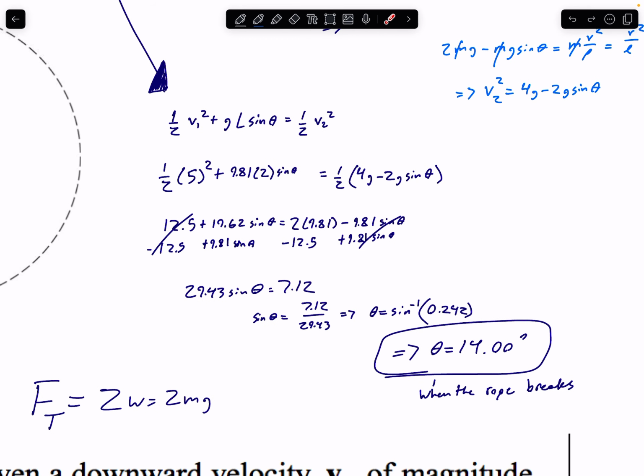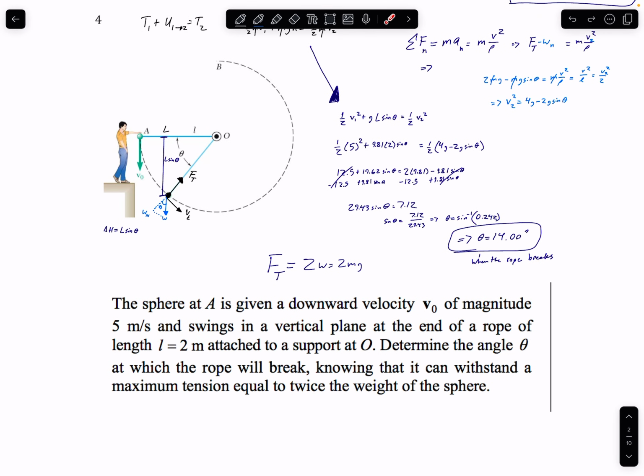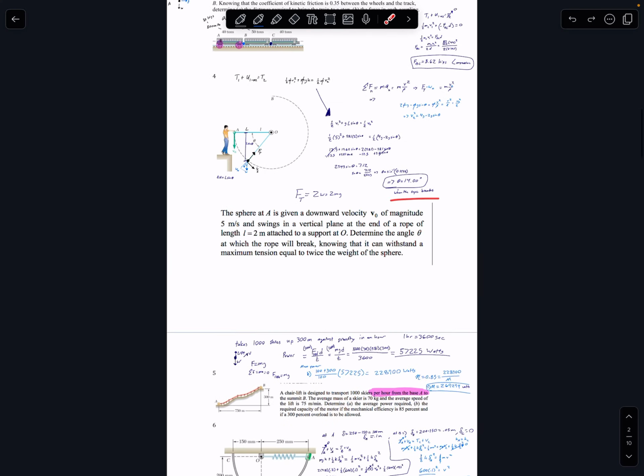And do some algebra, some shifting around, and we get that theta is equal to 14 degrees exactly, or 14.00 degrees, and that's when the rope breaks.